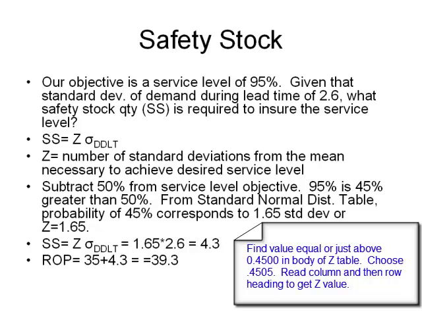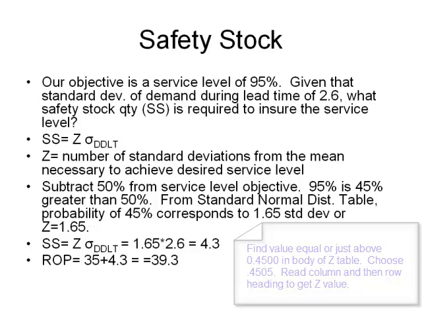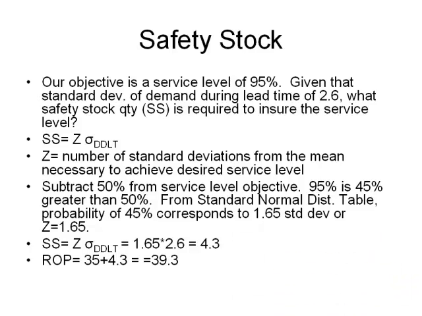What does that mean? Well, that means that for a probability of 95%, or in other words, 95% of all observations are going to be less than 1.65 standard deviations above the mean. So, go back to our formula.